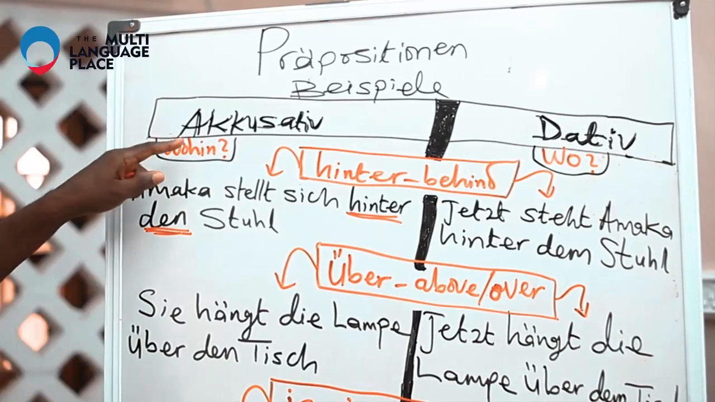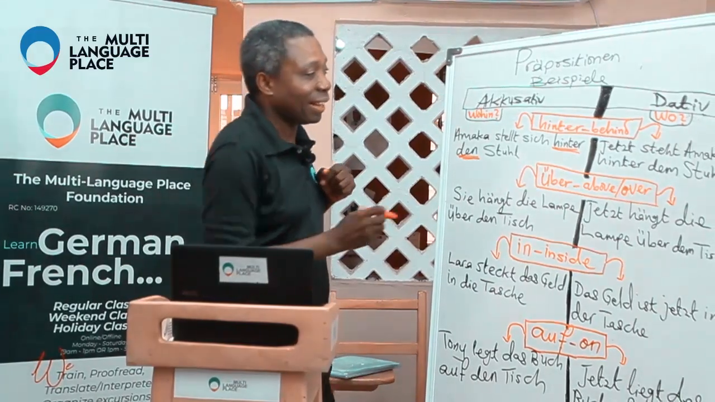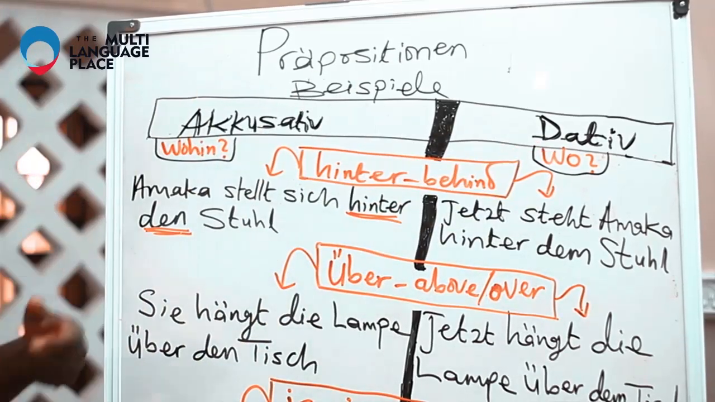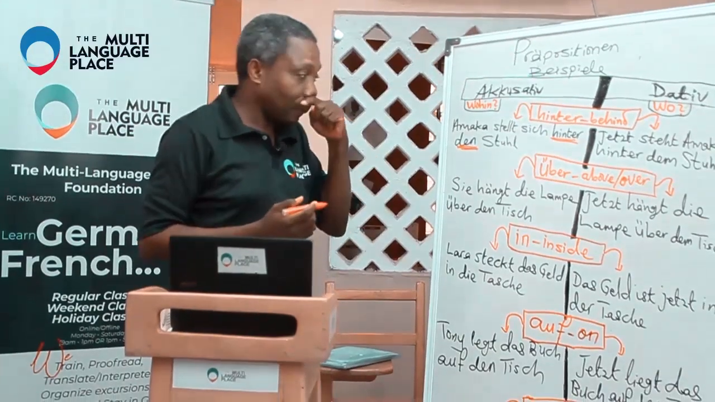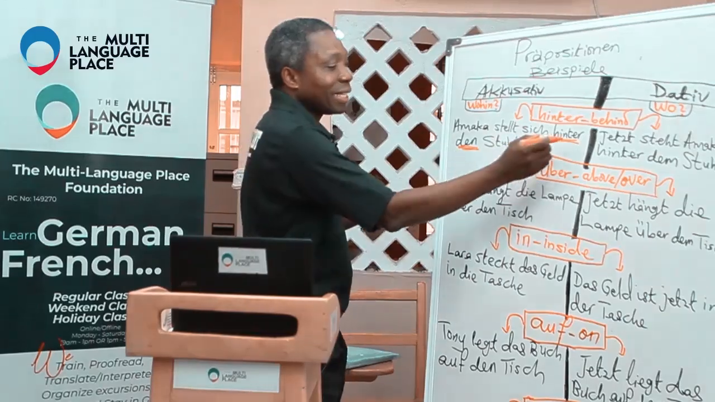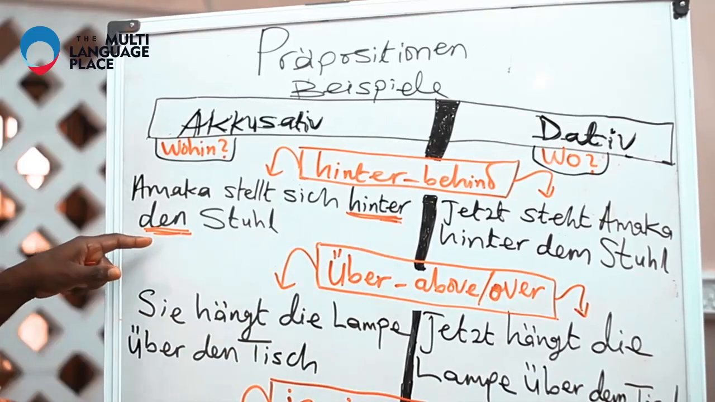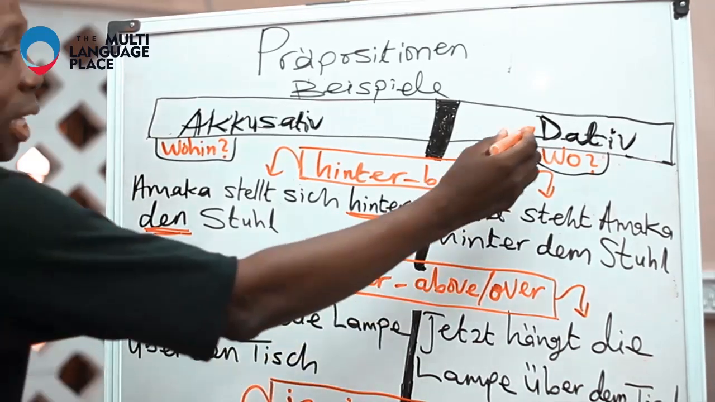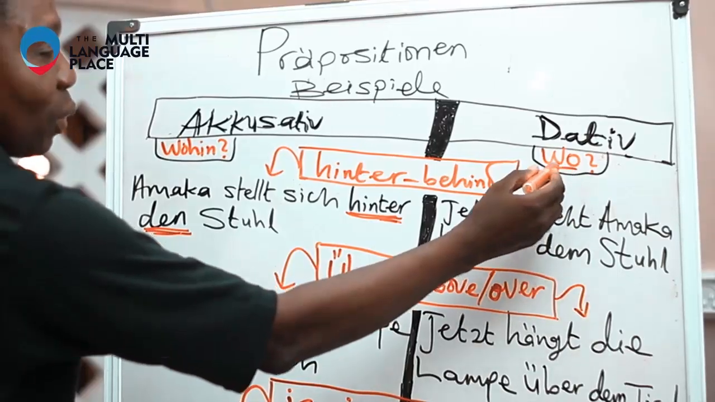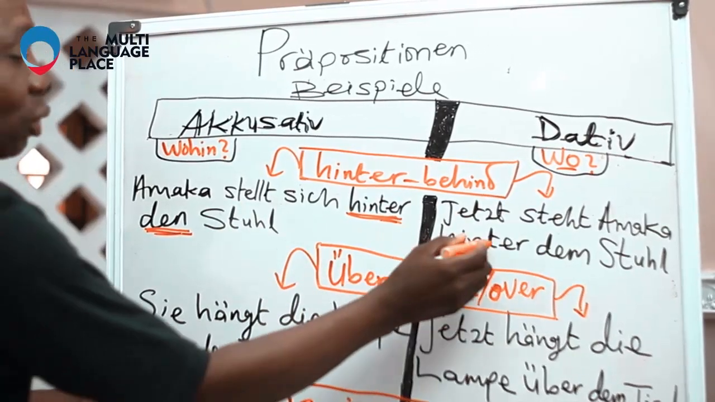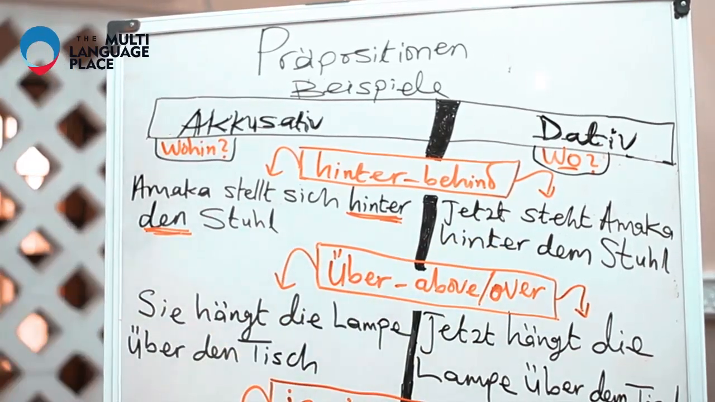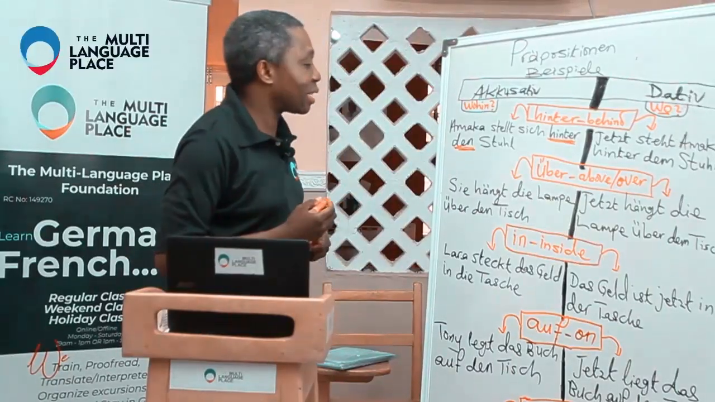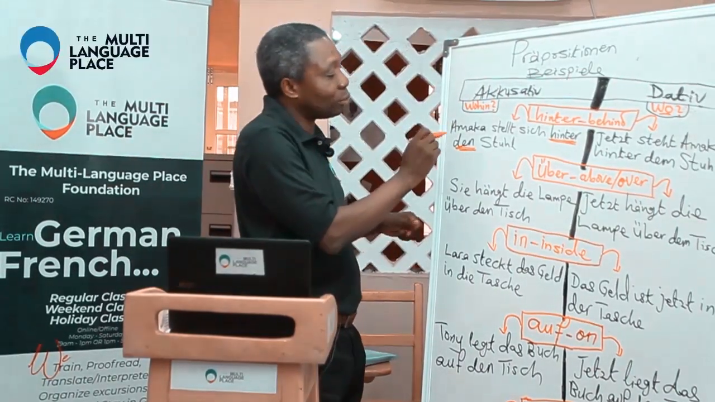The question is, look here, there is wohin, and here there is wo. One should be able to ask the question wohin, and then you'll know that this hinter is going to control accusative. If you look at this one, you ask the question wo, and that's how you will know that this hinter controls dative. Okay, let's go ahead and give more examples.